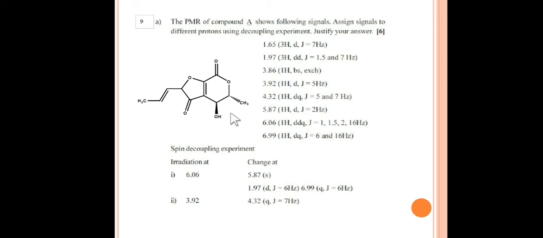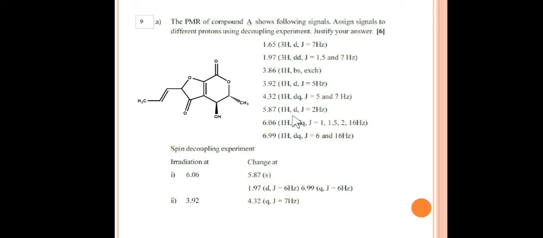So in this problem, we are asked: the PMR of compound A shows the following signals. Okay, these are the signals. Assign the signals to different protons using a decoupling experiment. Justify your answer. We are not only assigning these signals, but also justifying their coupling constants as well as the decoupling experiment. So as usual, you can start with the OH proton, which is easily identified from the signal.